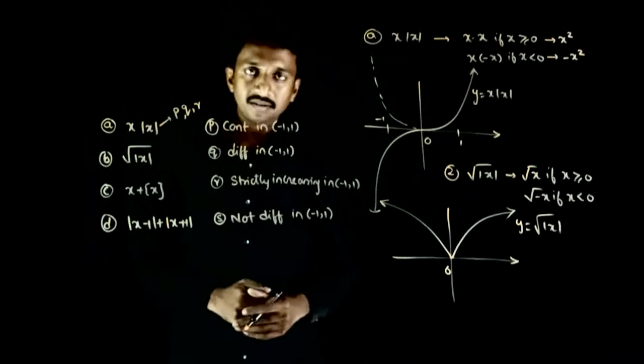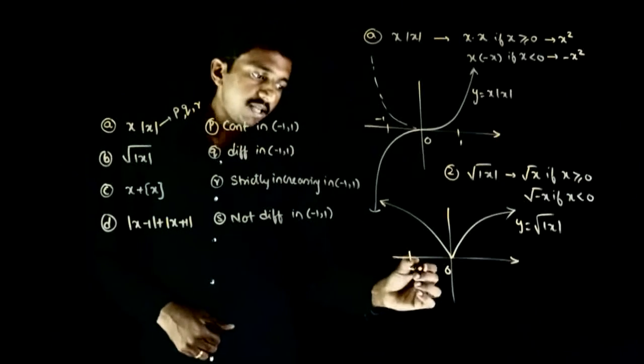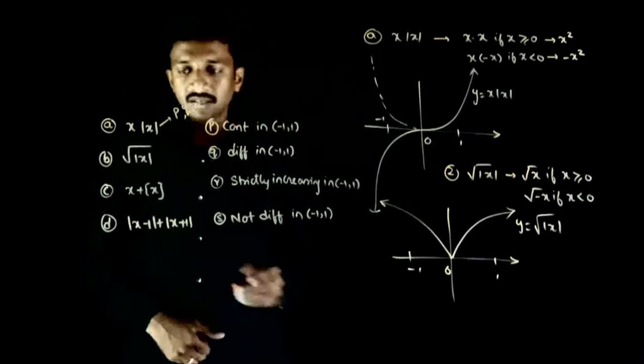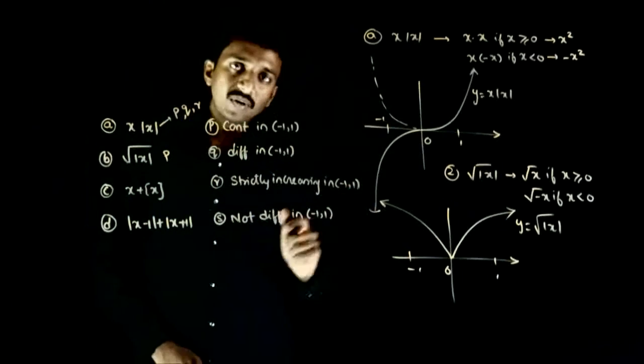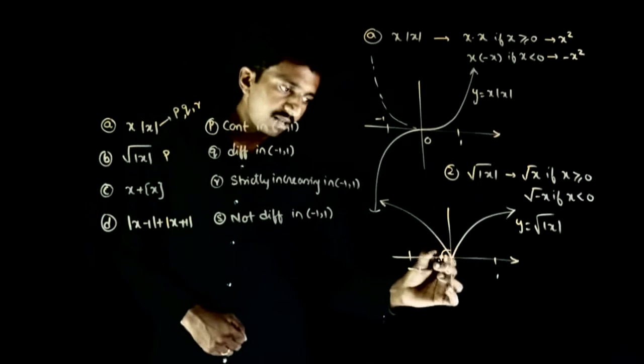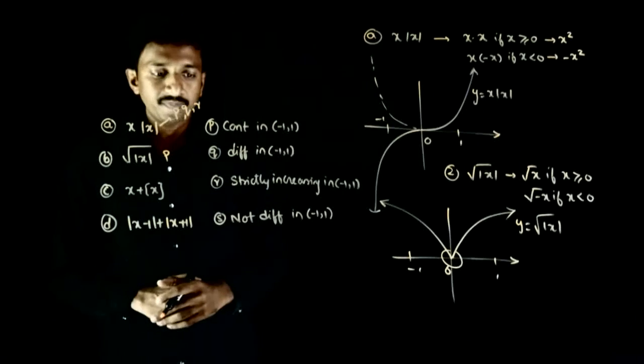So you can see that. So what are the options that are applicable for this? Continuous in -1 to 1. देखिए -1 और 1 के बीच में there is no breakage. So P is valid. Q differentiable in -1 to 1 is not valid because आप देख सकते हैं 0 पे you're getting a sharp edge. So Q is not valid.